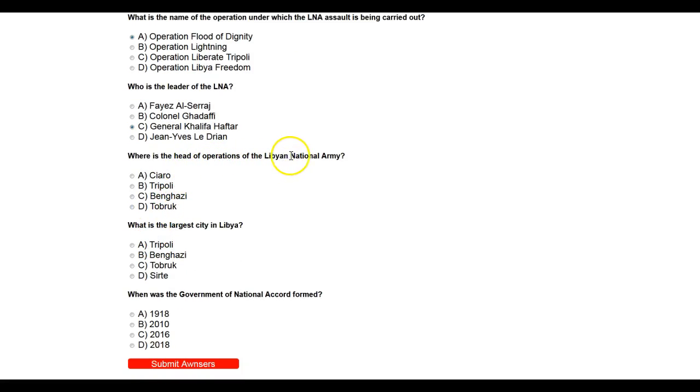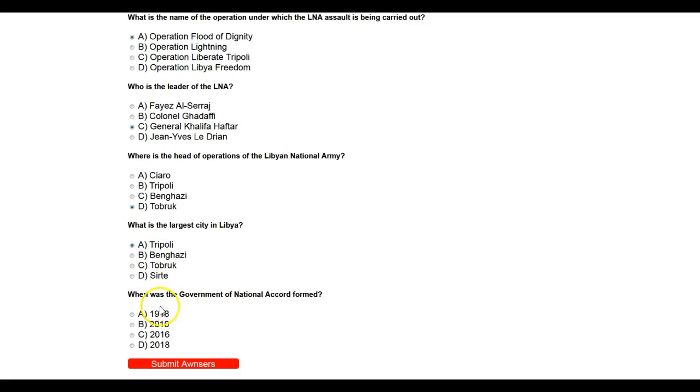Where is the head of operations for the Libyan National Army? Now, anyone that is really familiar with the Libyan civil war, this is just a stupid question. But the thing is, you're angling this at people like me, who will probably forget even that. I've got a brain like a sieve. But for these, this is the level we're at. We're just trying to show that you're thinking, just to show that you're awake and you're aware. It's not Tripoli, it's not Cairo. But I have a laugh when I do these. I think it's Tobruk. Anyway, what is the largest city? I know this one is Tripoli.